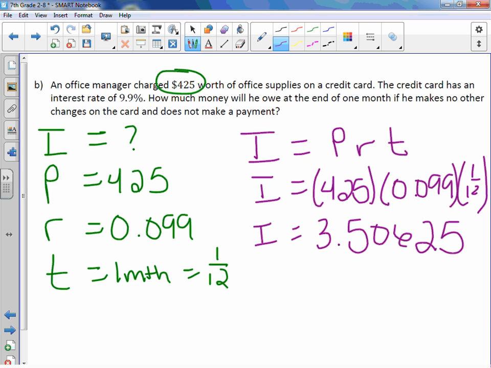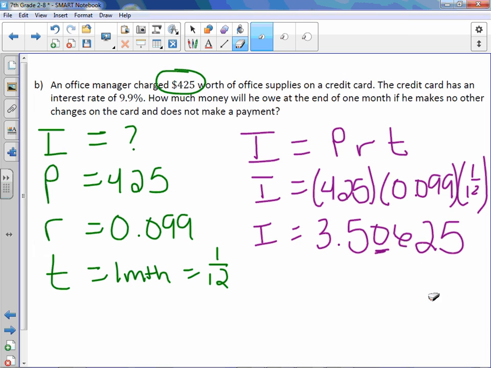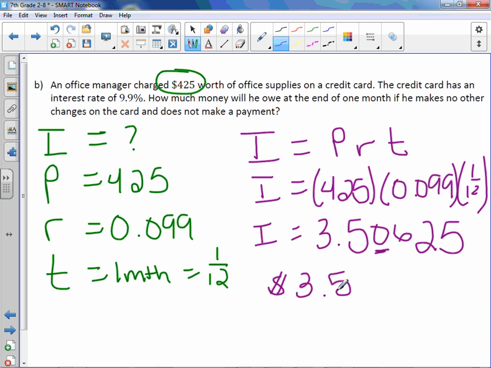Okay. We are talking about money, which means we round to this digit. There we go. So it would be $3.51. Now this is just the interest. The question is not asking for the interest. The question is asking how much money will he owe.